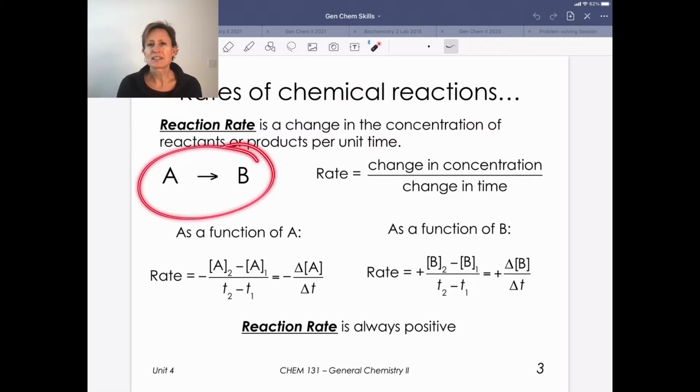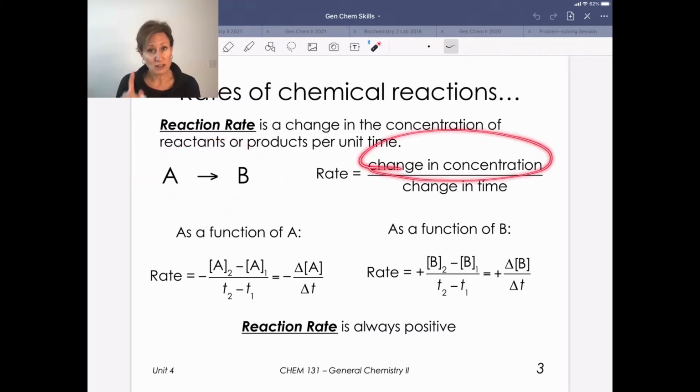So let's take a very simple reaction, and as we go through these first videos, we're going to be using pretty generic reactions. So as A is converted to B, we can define the rate of this reaction as the change in concentration, as we'll see, of either A or B, as a function of change in time. So as a function of A, remember we always think about final minus initial. So when we have this concentration at time 2, that's really representing our final or our later time.